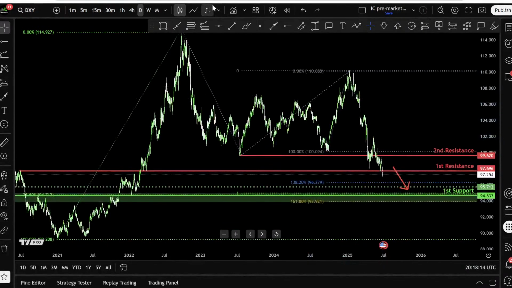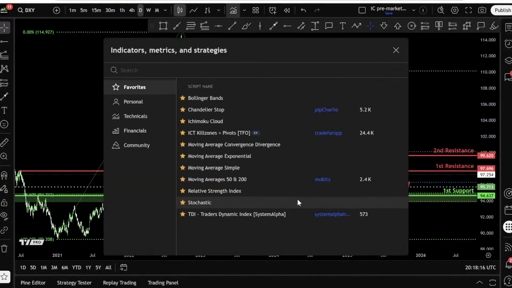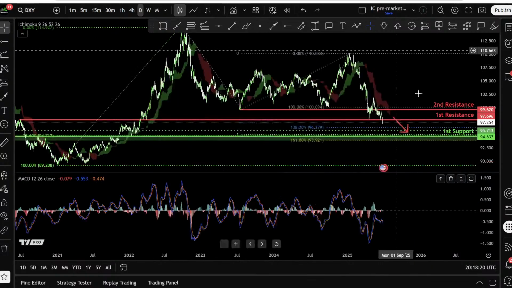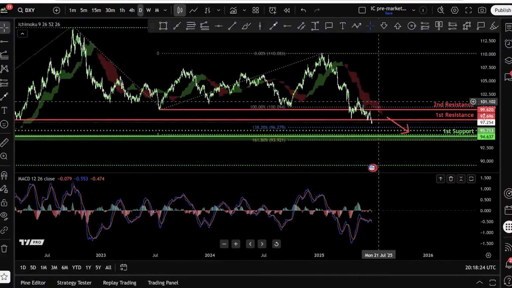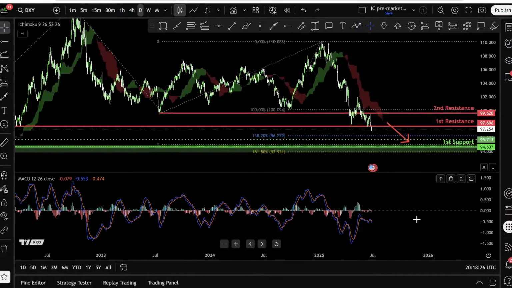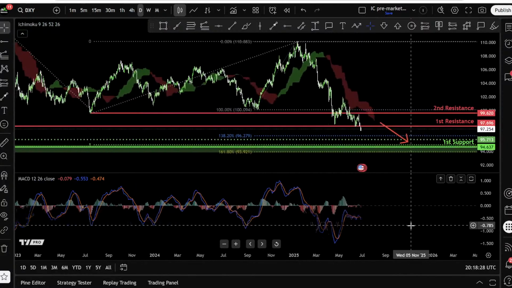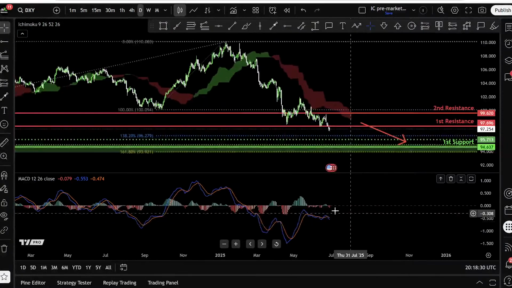So to finish off, I'm going to go in with our indicators. I like to use Ichimoku and MACD to start. Price is moving below the cloud, so it supports our bearish analysis. If you take a look at MACD, it's also giving us a bearish signal over here.